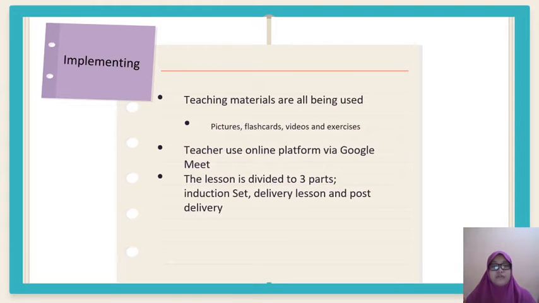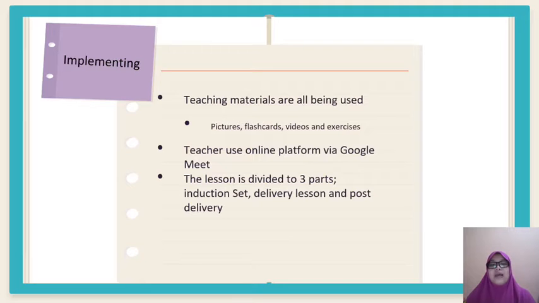Alright, let's move on to the second part, implementing. Okay, all the teaching materials are used in this lesson. What are the teaching materials prepared? First, the pictures, flashcards, online flashcards. I use Go Conquer, and then videos. I took two songs from YouTube, and then also exercises and games. I provide exercises and games for the students.